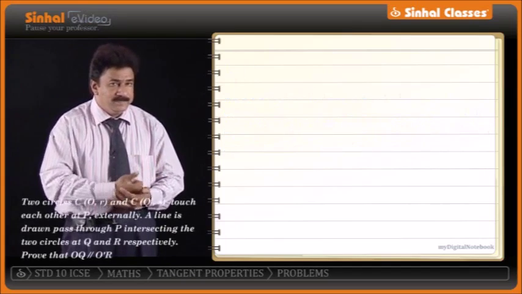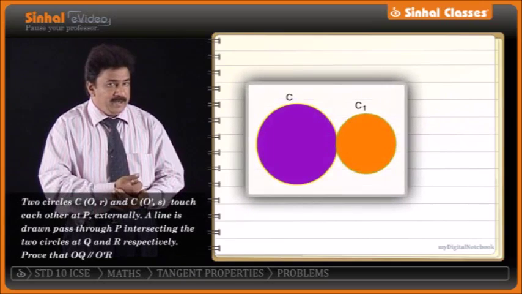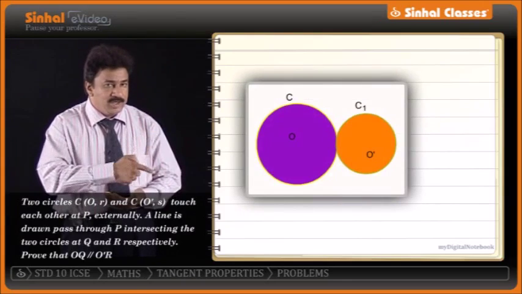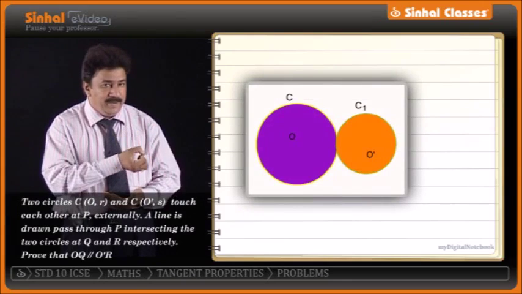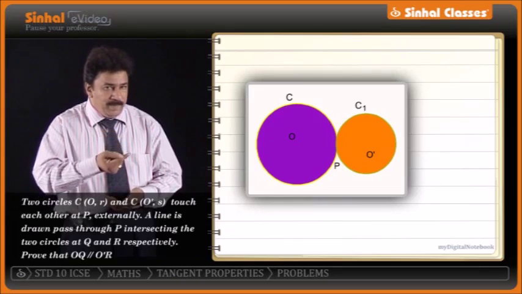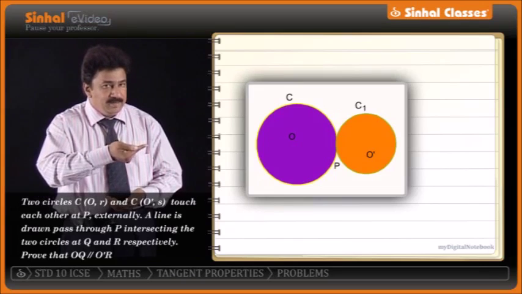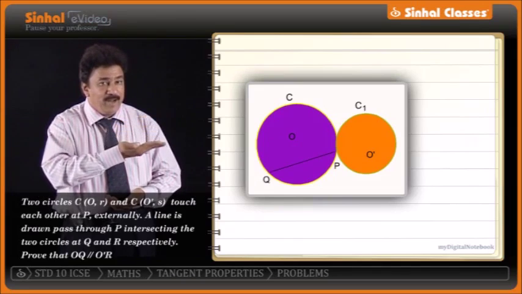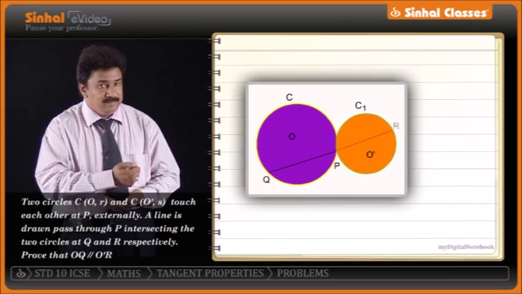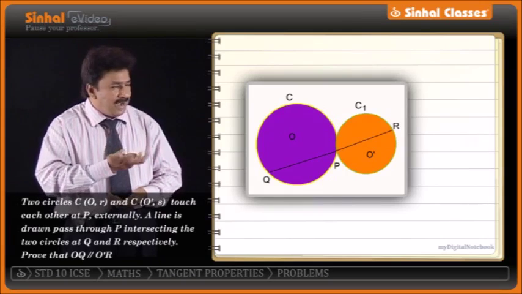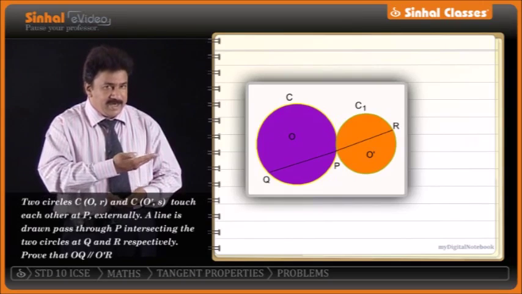Draw two circles. Okay. With centers O and O'. Yes, very good. These two circles meet at point P. Beautiful. You have done it. And from this point P, we'll draw a straight line, meeting at point Q on the first circle and meeting at point R on the second circle. Can you see that straight line? Q, P, R. Yes, it's a straight line.